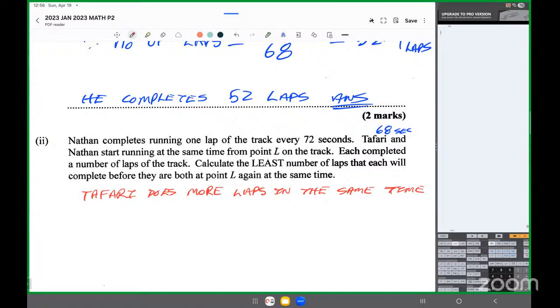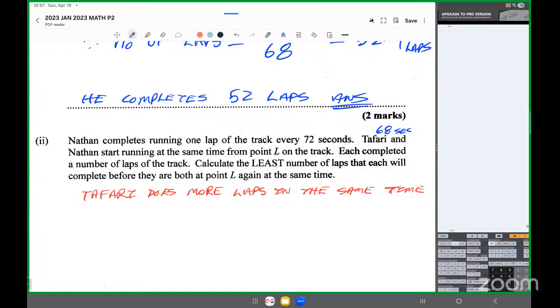In other words, one will go faster than the other, so one goes out in front. So Tafari goes out in front because he's running faster, right? Because he's taking 68 seconds. So he's completing each lap 4 seconds faster than the other guy. So for them to meet again, you want to know how many 4 seconds there are in the total time for one of them to complete a lap. Can you understand that? They are going at a 4 second difference in terms of time. One is going at 68 seconds per lap, and one at 72 seconds per lap.